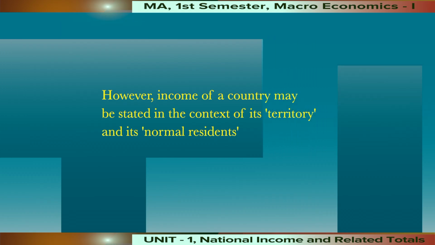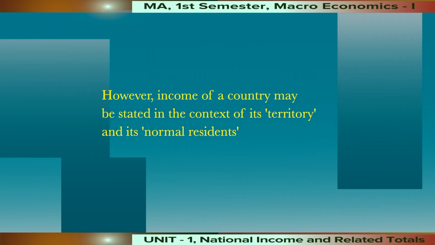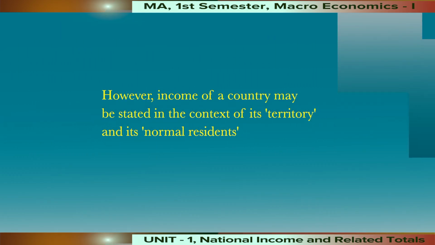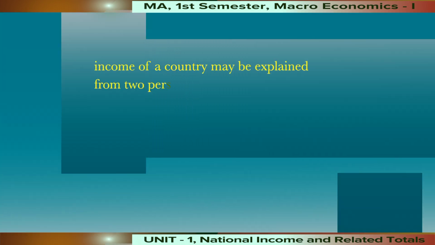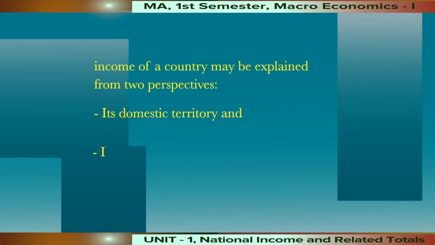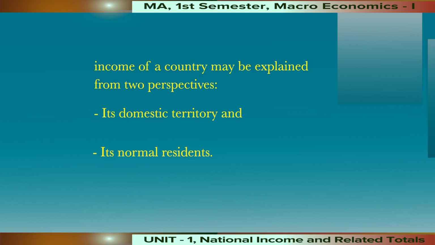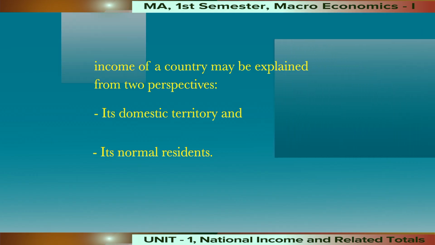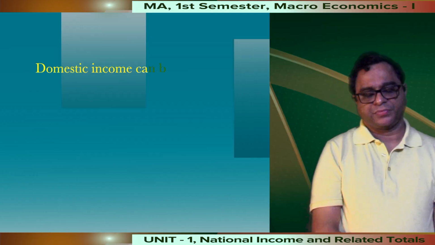However, income of a country may be stated in the context of its territory and its normal residence. These two terms are very important. Let us now attempt to define domestic and national income and also try to derive conceptual explanations underpinning them. We have already stated that income of a country may be explained from two perspectives: its domestic territory and its normal residence. Here, the contrast between the two terms is very important.